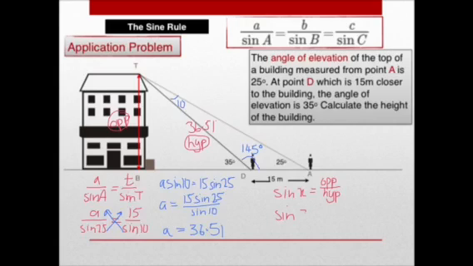The sine of 35 degrees is the opposite side, which is the height of the building. So I'm just going to call it h for the moment. Divided by the hypotenuse, 36.51. And so to find the height of the building, we multiply 36.51 times the sine of 35. And that gets us what h is. And because it's our final answer, I'm going to give this to 3 significant figures. So h is 20.9 meters to 3 significant figures.